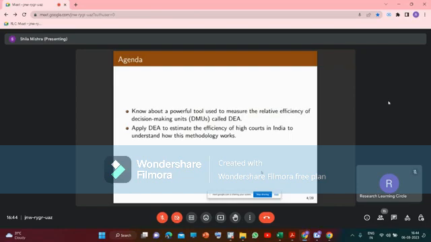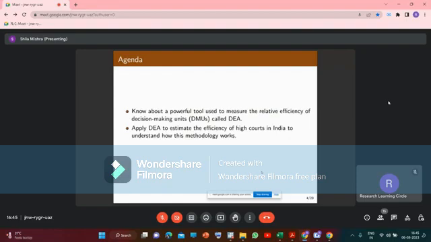So as I mentioned in the first slide also, decision making units are nothing but the production units, which could be anything, like a firm, banks, railway zones, among others. The second agenda of this talk is to apply data envelopment analysis in a special context of high courts. So I'll be applying data envelopment analysis to estimate the efficiency of high courts in India. The data is available for 24 high courts in our study.